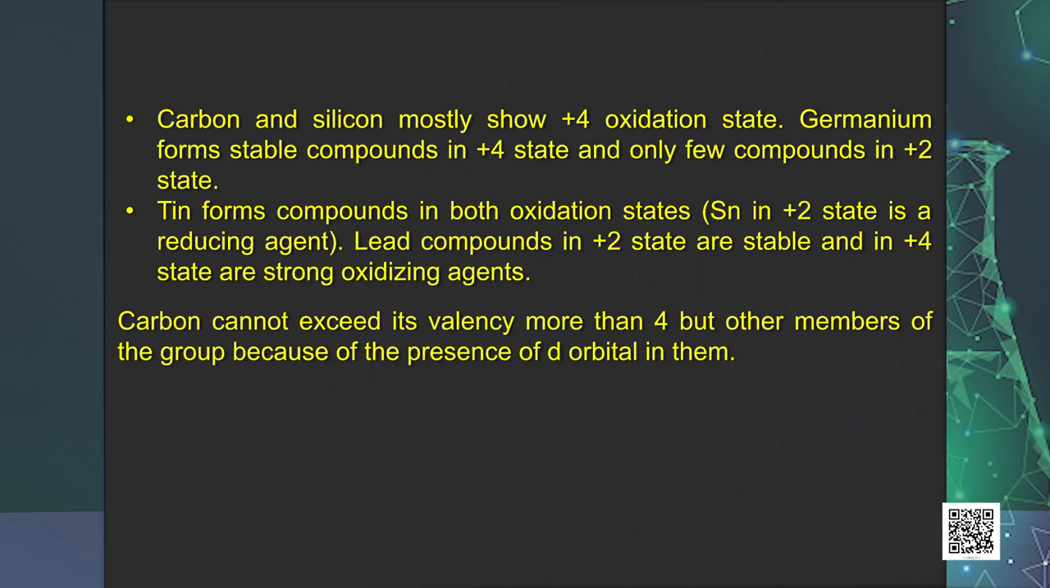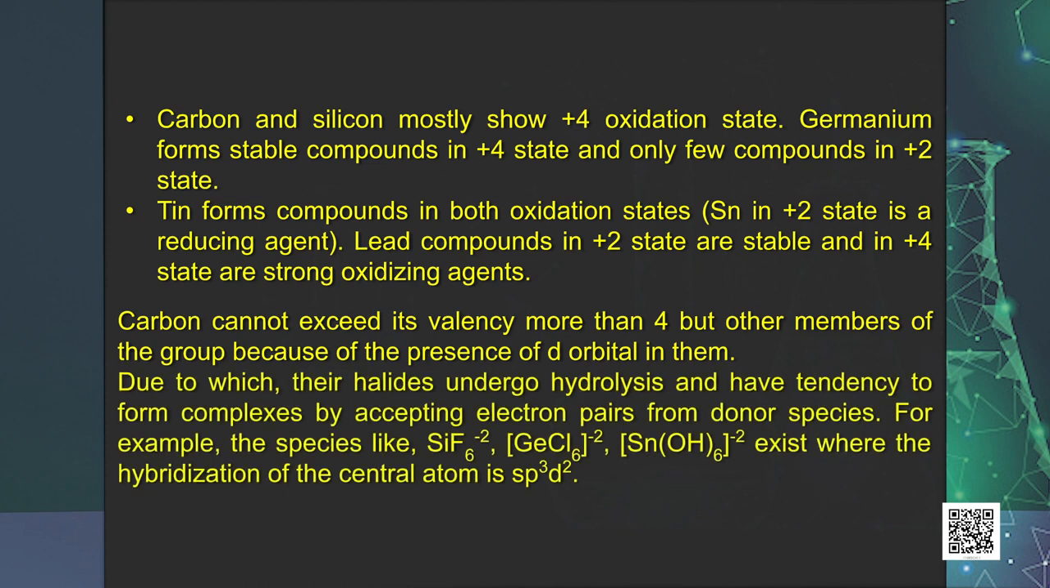Although carbon cannot exceed its covalence more than 4, other elements of the group can do so. Why? Well, it is because of the presence of d orbital in them. Due to this, their halides undergo hydrolysis and have tendency to form complexes by accepting electron pairs from donor species.